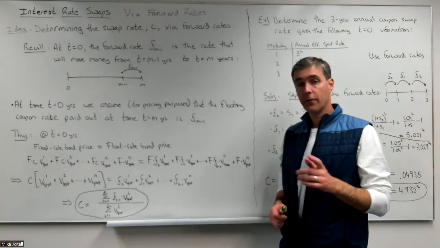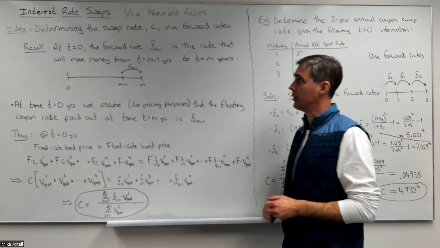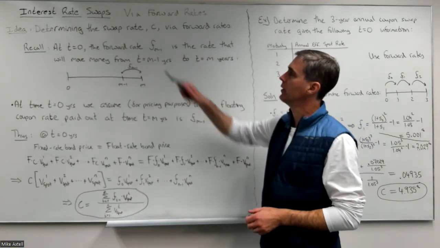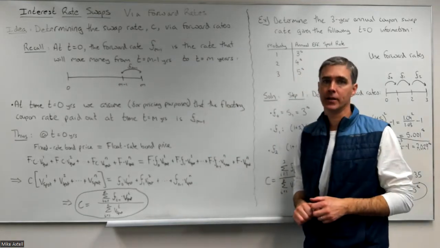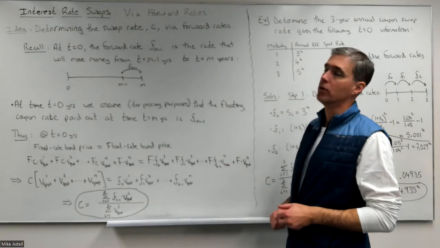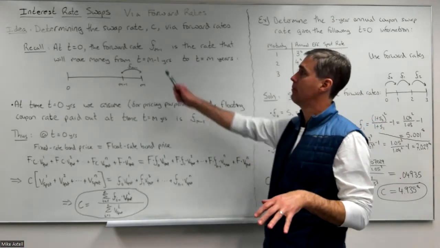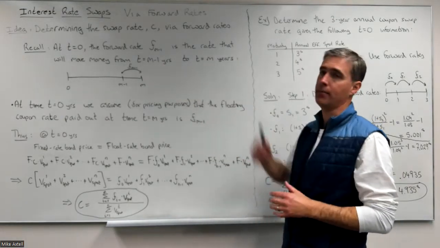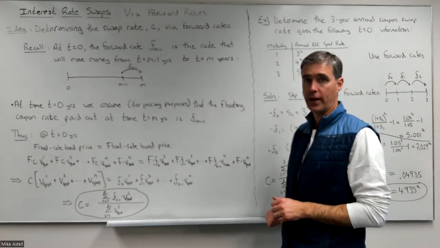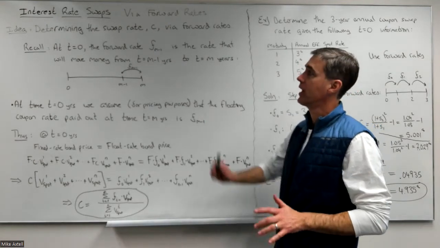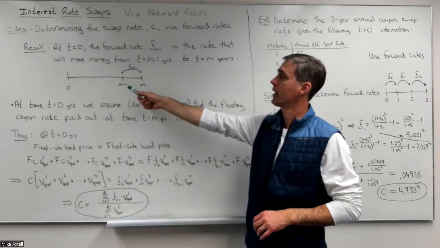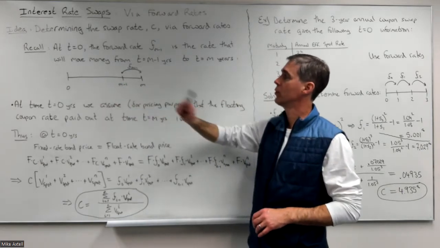A forward rate is also determined at time zero. The forward rate, denoted F sub M minus 1, is the rate that will be in effect from time M minus 1 years to time M years, and only in effect for that stretch of time. So at time zero, it's the rate that we expect will move money from time M minus 1 to time M.